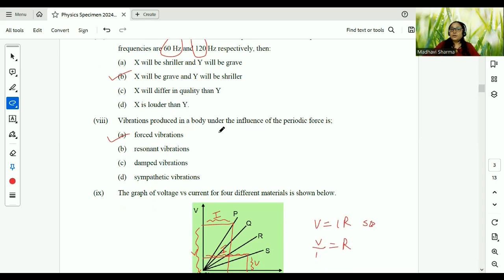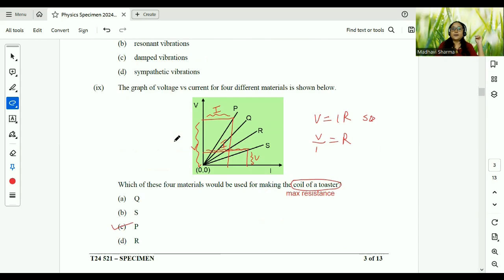Vibration produced in a body under the influence of periodic force. Of course, it is forced vibration. Okay. The graph of voltage versus current, this is V and this is I, for four different materials is shown. Which of these four materials would be used for making the coil of a toaster?